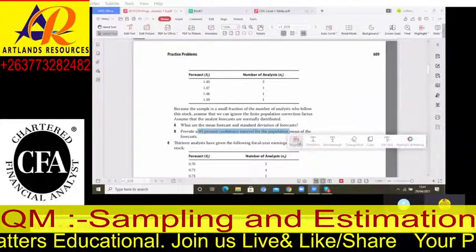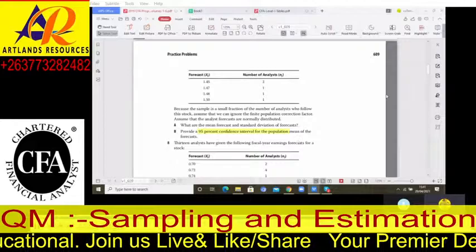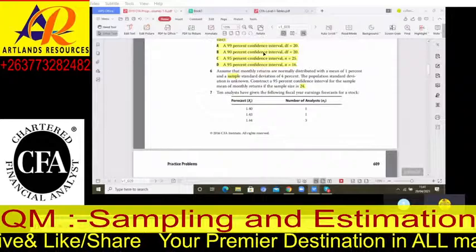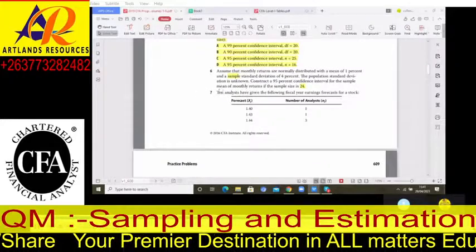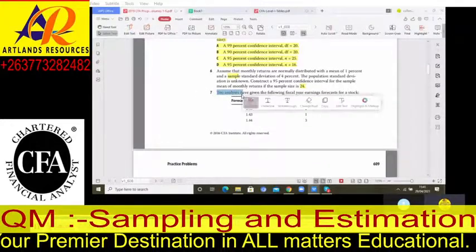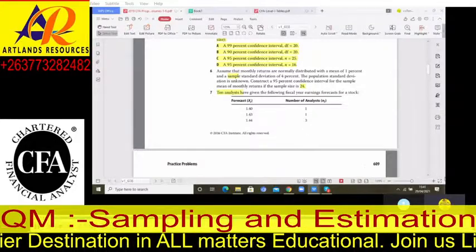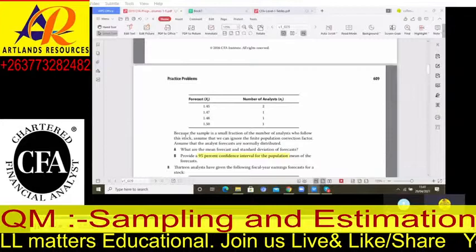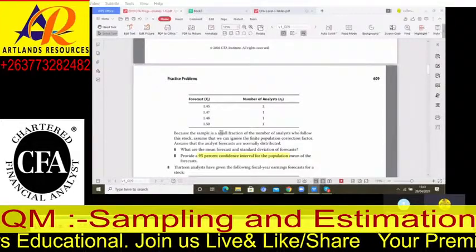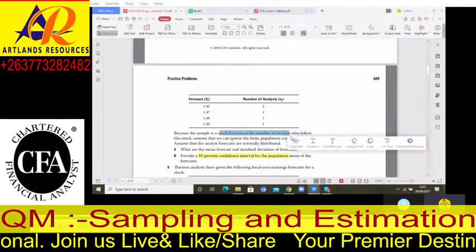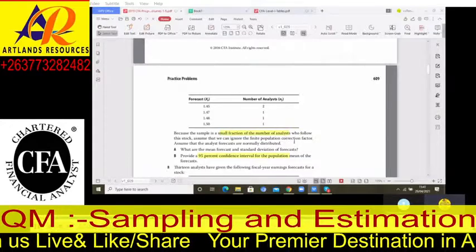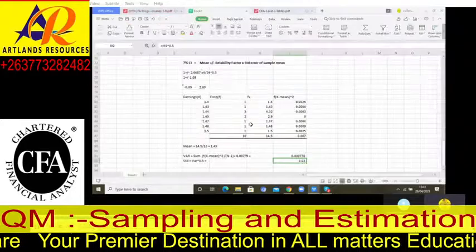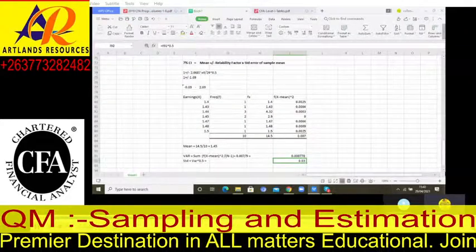Are you not seeing that population variance is not known? Why is population variance not known? It's because we used a sample, 10 analysts. So 10 analysts is not a population. 10 analysts is a sample. And we are also told that the sample is a small fraction of the number of analysts, so these were just 10 analysts. So if you want now to find the 95% confidence interval, you again use the T distribution.